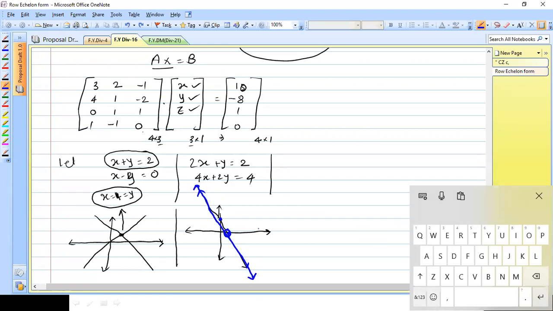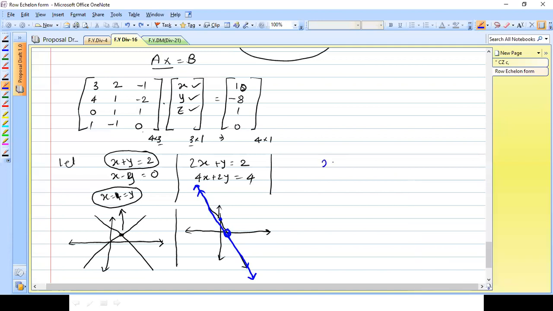Infinitely many solutions. What is the third case? No solution. Can you give me any example? x plus y is equal to 2, x plus y is equal to 4. So what you are getting are parallel lines at a distance. These are nothing but parallel lines where the solution does not exist.